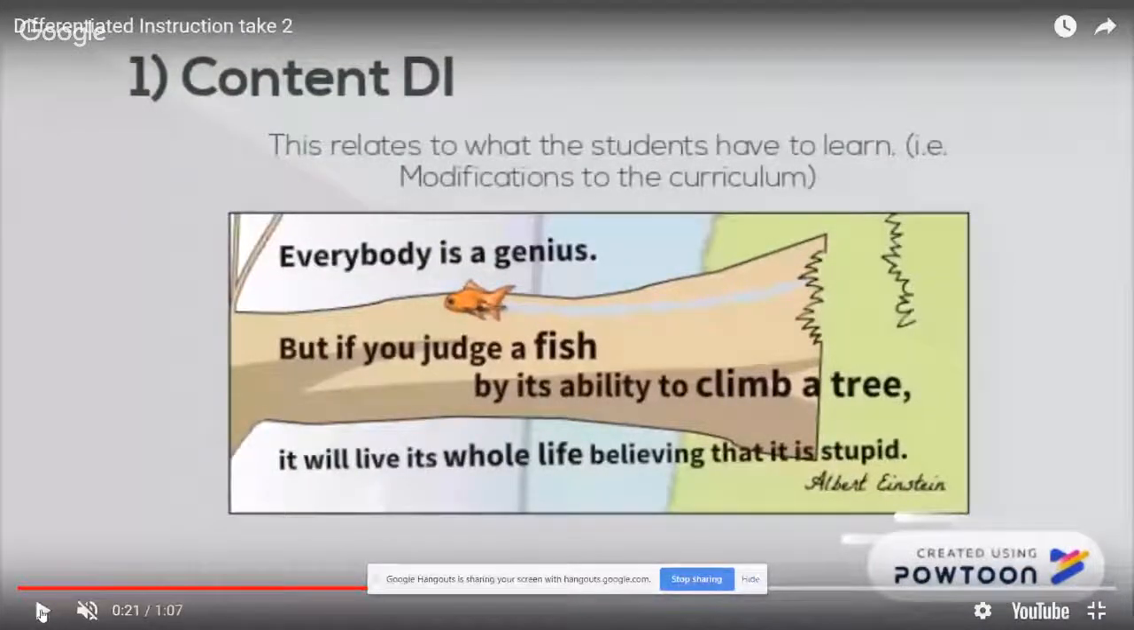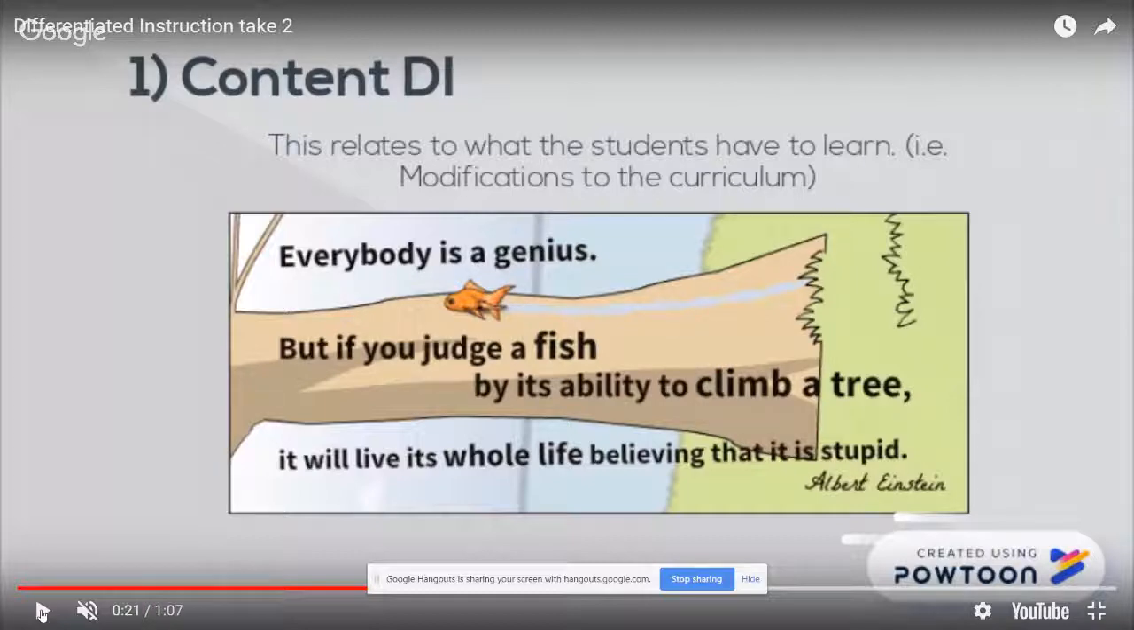Yeah, so we're going to go deeper into each of the 3 ways we can differentiate instruction. So the content relates to what students have to learn, the modifications to the curriculum. So here's a nice little comic that can demonstrate what we're talking about. So there's a fish there, and you know what? The way that we see our students, we could see them all as geniuses. They just have a variety of things that they're great at.